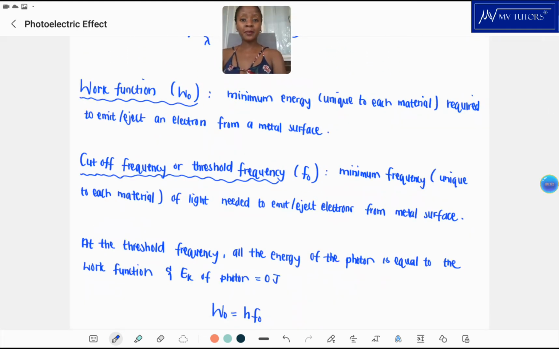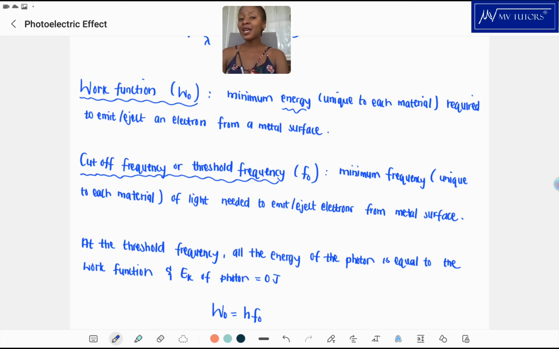All right, so now we're going to define some terms. What we have is the work function, which is W subscript 0. And what is the work function? Basically, that is the minimum energy. Remember, energy is measured in joules. So it is the minimum energy required to emit or eject an electron from a metal surface. And that minimum energy is really dependent on the type of material that you have. So we have unique work functions based on the type of metals or materials that you would have. So it's a unique number to each material.